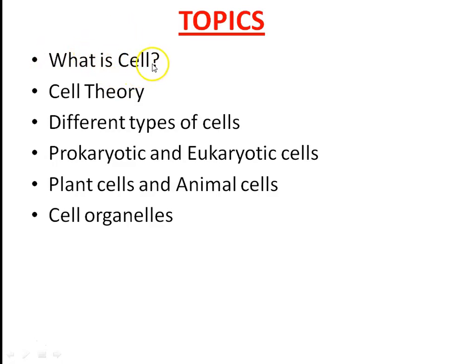Basically, in this chapter the topics are: what is a cell? There is a basic introduction about a cell, then who gave the cell theory and what is written in the cell theory, then different types of cells that are found all around us, the difference between a prokaryotic cell and a eukaryotic cell, similarly the differences between a plant cell and an animal cell, and finally we will be studying the cell organelles one by one in detail.